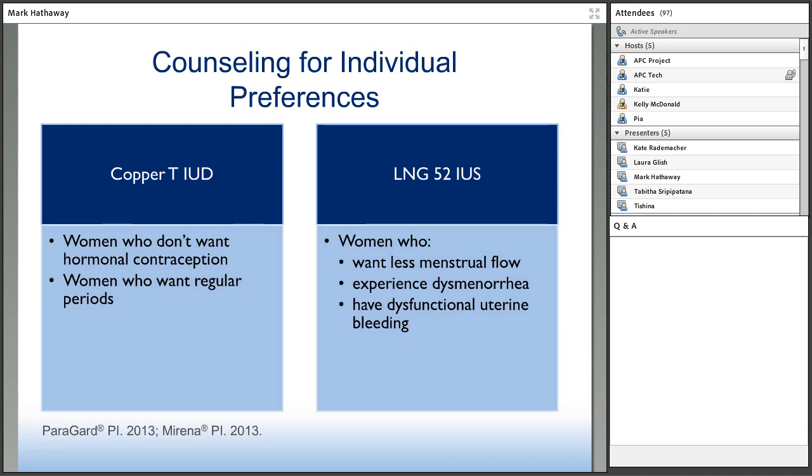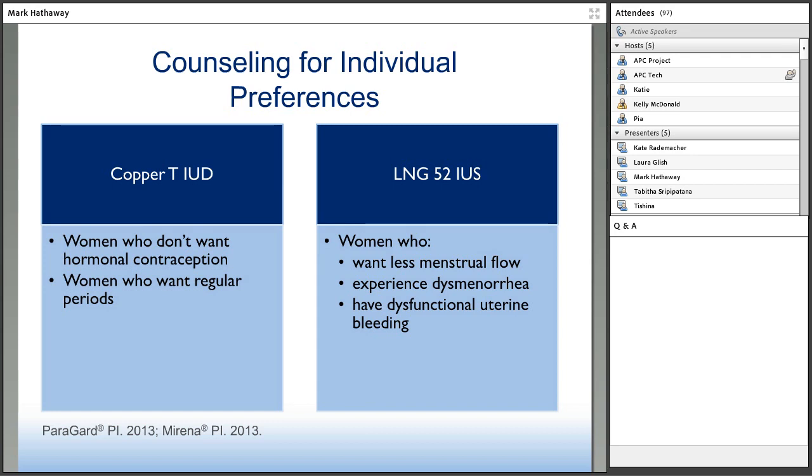I often get the question, how do you discern between a copper IUD and a hormonal IUD for patients, for clients, or for trainings? I like to point out that it's really important to do client-centered counseling, asking lots of questions and listening to clients' concerns, and then help them decide on what may be the best method for them. Women may want to choose a copper IUD if they want to have regular periods, or if they don't want anything to do with hormones. They want to avoid hormones completely.